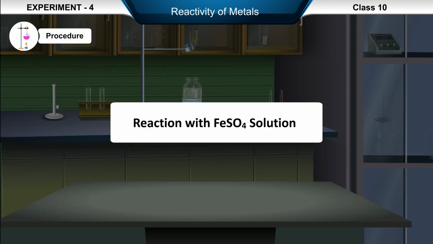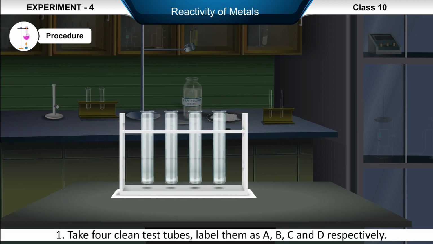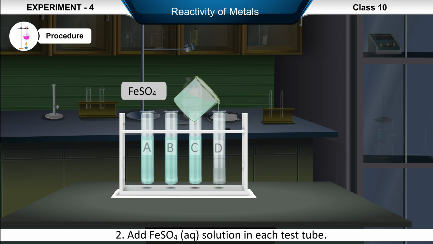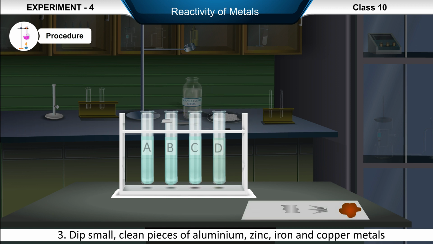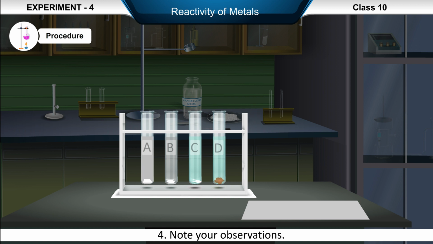Reaction with FeSO4 solution. 1. Take 4 clean test tubes, label them as A, B, C and D respectively. 2. Add FeSO4 aqueous solution in each test tube. 3. Dip small, clean pieces of aluminium, zinc, iron and copper metals in test tubes A, B, C and D respectively. 4. Note your observations.